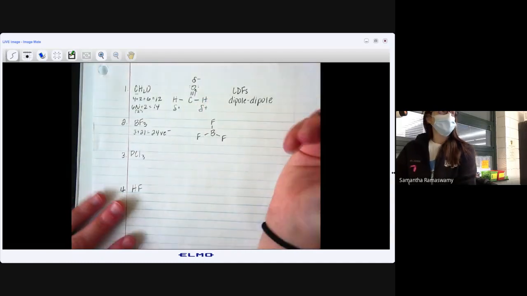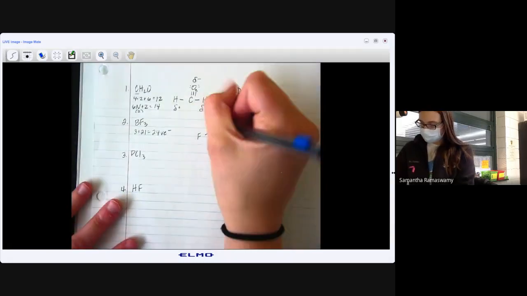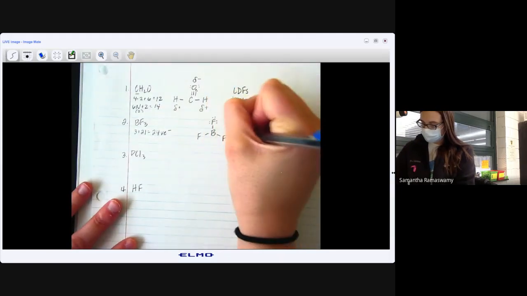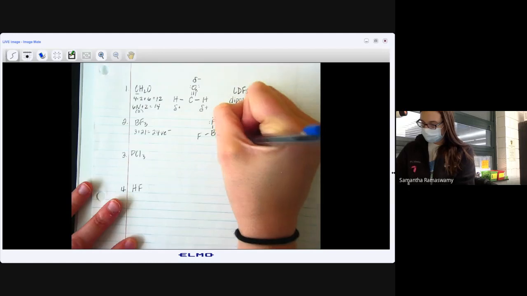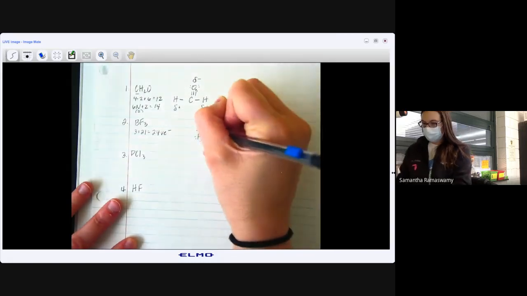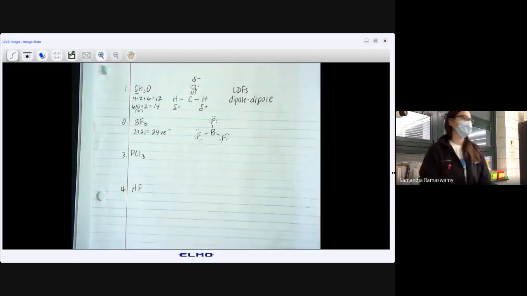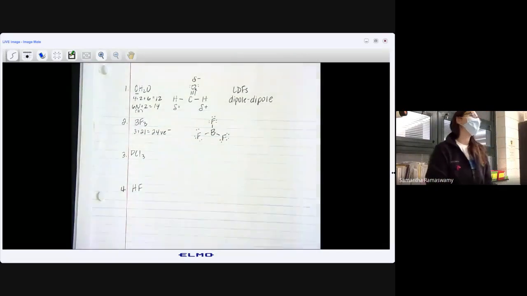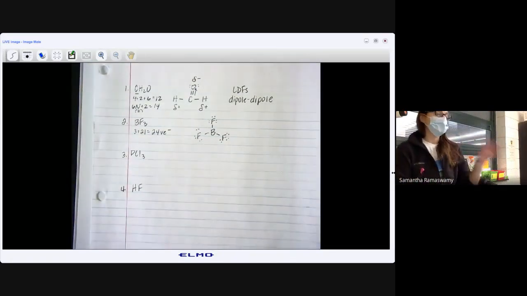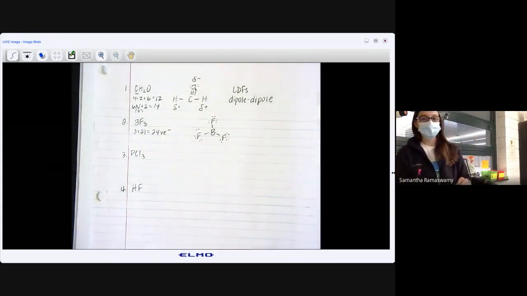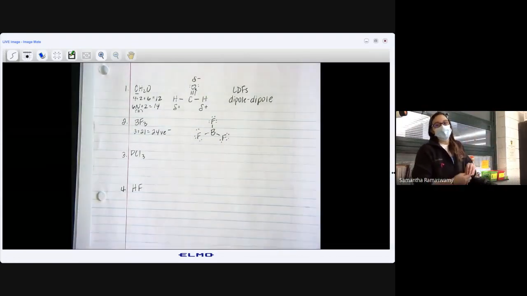Let me fill the octets of all of the fluorines first. 2, 4, 6, 8, 10, 12, 14, 16, 18, 20, 22, 24. I've used up all my valence electrons. Remember that boron is an exception. Boron only needs 6 electrons for it to be considered a full octet. So this BF bond is polar.